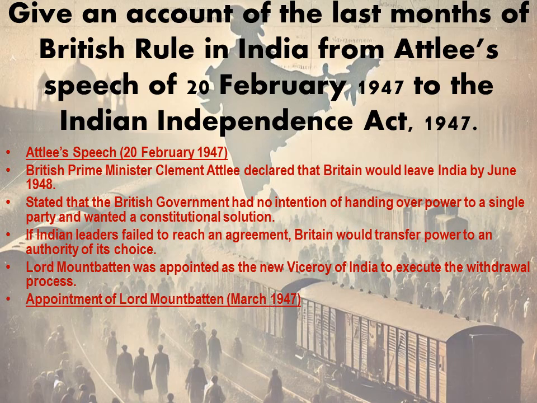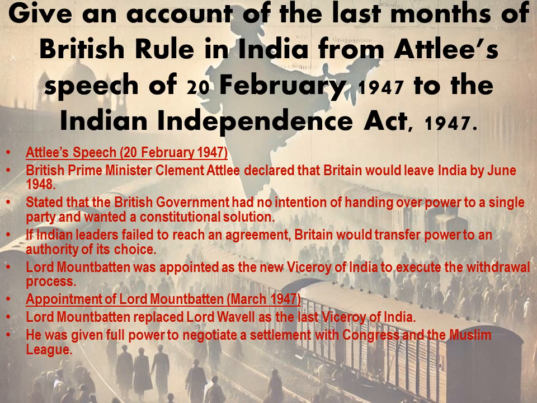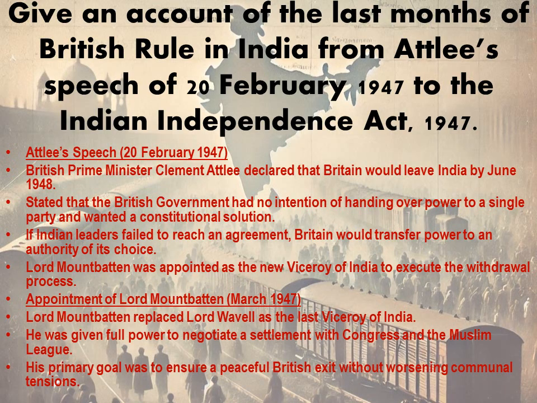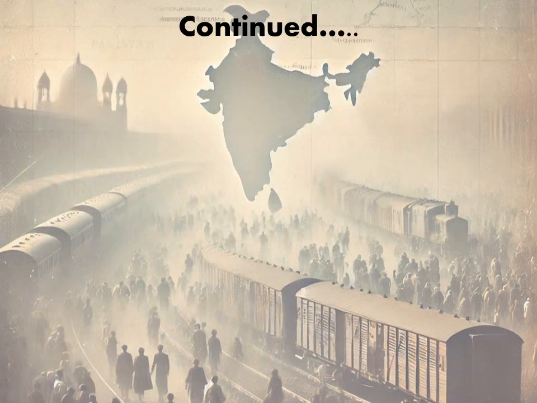Appointment of Lord Mountbatten, March 1947. Lord Mountbatten replaced Lord Wavell as the last Viceroy of India. He was given full power to negotiate a settlement with Congress and the Muslim League. His primary goal was to ensure a peaceful British exit without worsening communal tensions.